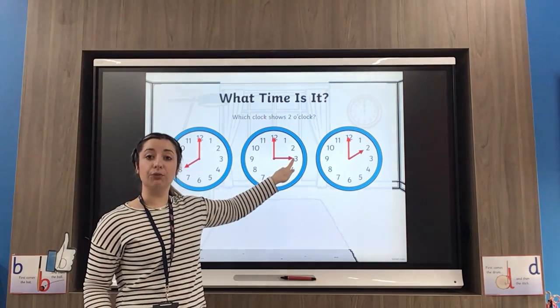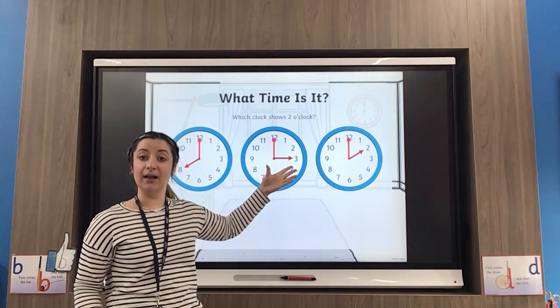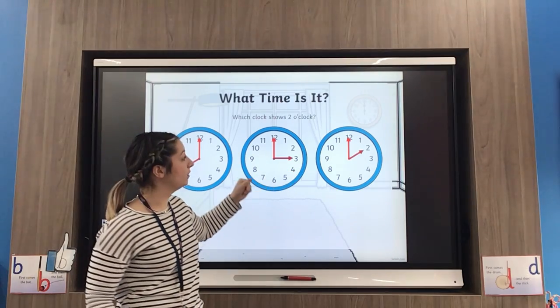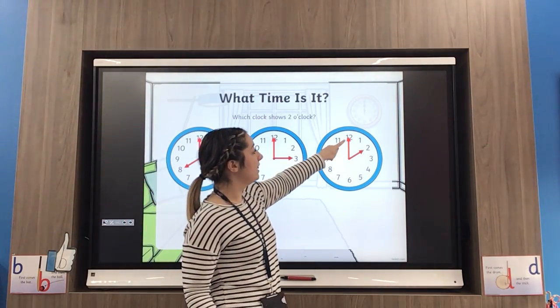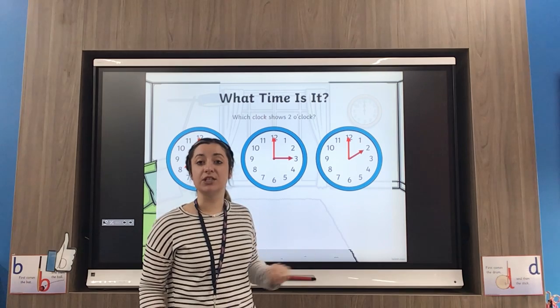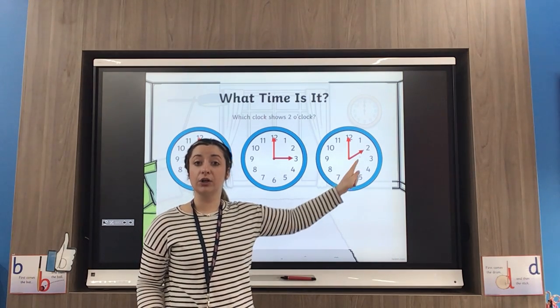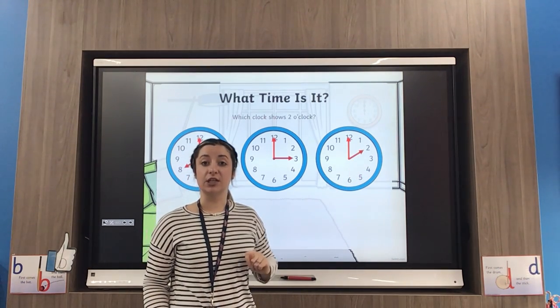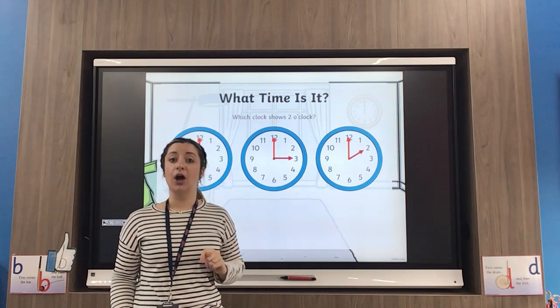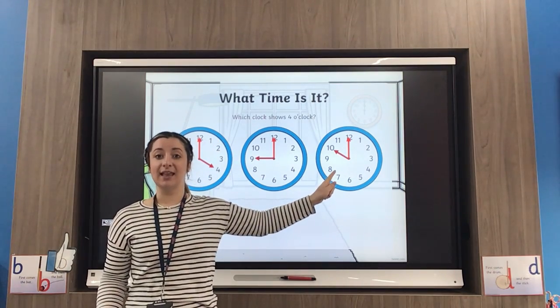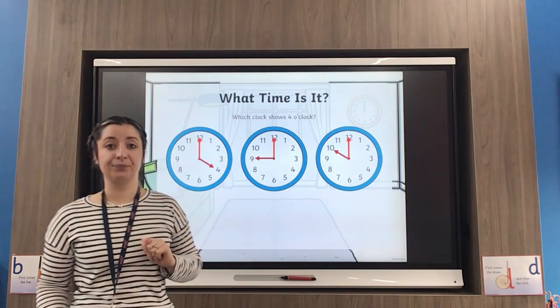This one's pointing to 3, so what is the time? 3 o'clock. So it's not going to be that one. This one, the minute hand is pointing to 12, so we know it is o'clock, but the hour hand is pointing to 2, so it is 2 o'clock, so we can tick that, that was the correct one.